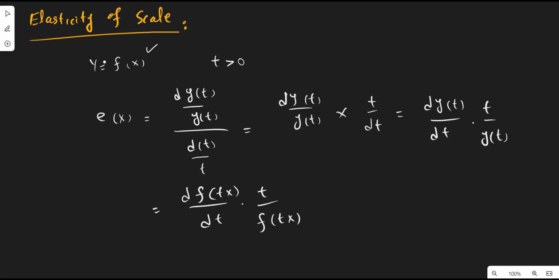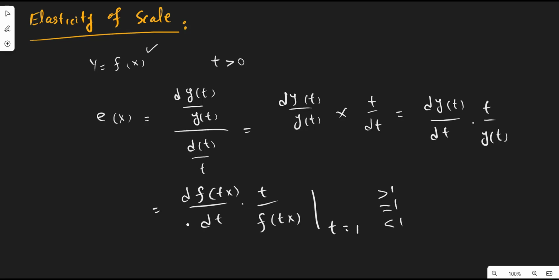So we would either put this or this, and we evaluate it at t equal to 1, and we will observe its value. So it will either be equal to 1 or it will be greater than 1 or it will be less than 1, and accordingly we will interpret it.